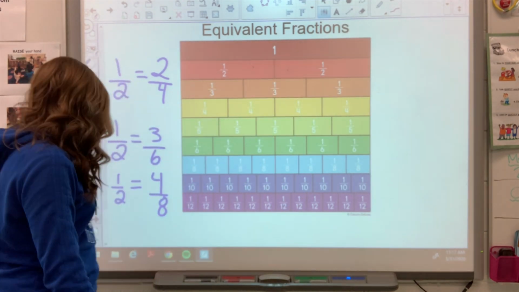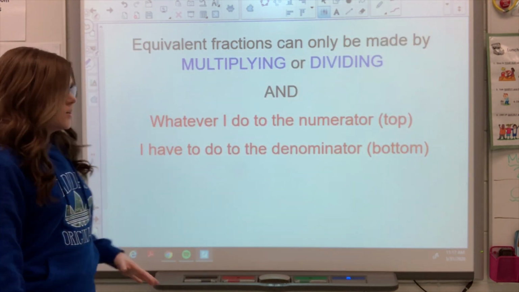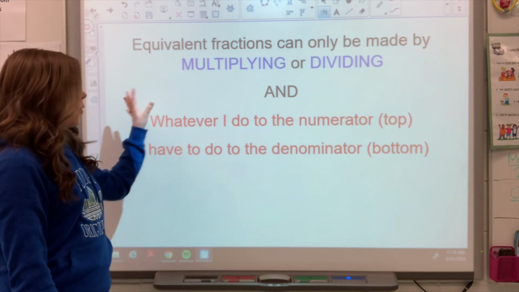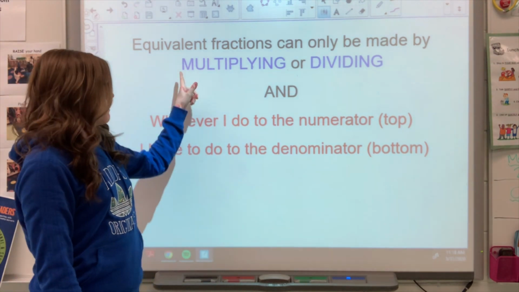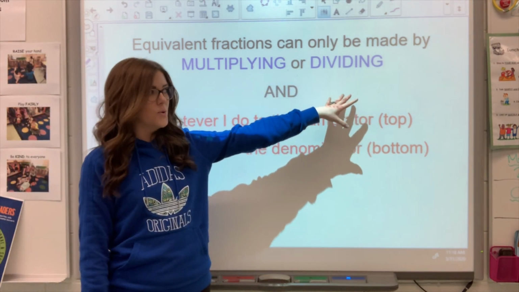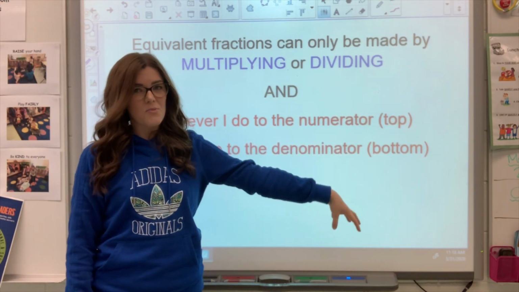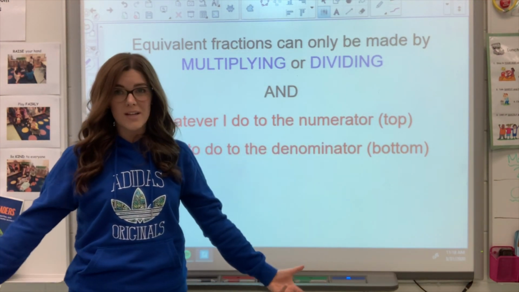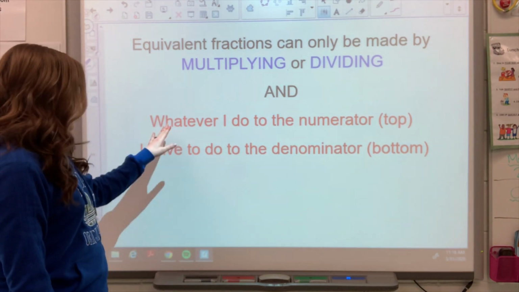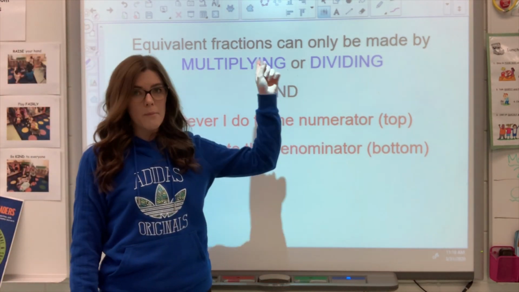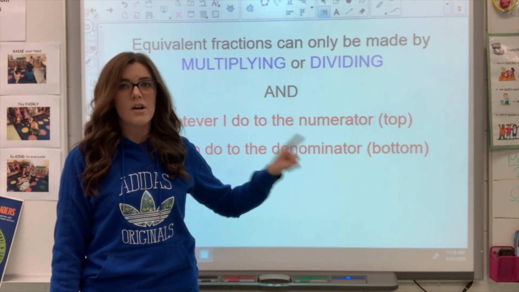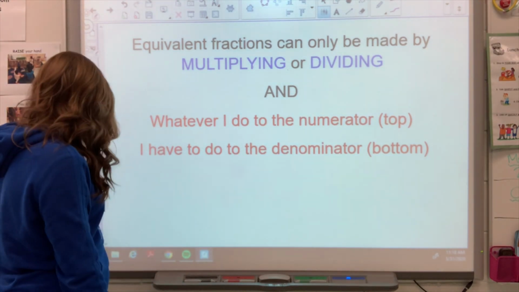Now, you guys are going to learn how to make equivalent fractions without using a fraction strip or fraction bars like this. But before we do that, we need to talk about how you are able to do that. So you can only make equivalent fractions by multiplying or dividing. Those are the only ways. So having your multiplication facts memorized, guys, is so important, because now we're going to be using multiplication and division in our fractions unit. So whatever you do to the numerator, the top number in your fraction, you have to do the same thing to your denominator, the bottom number in your fraction.